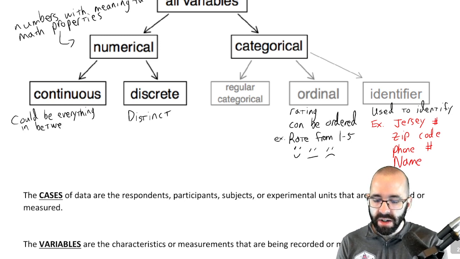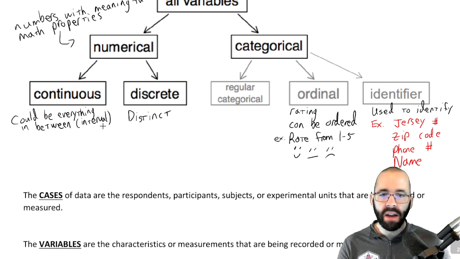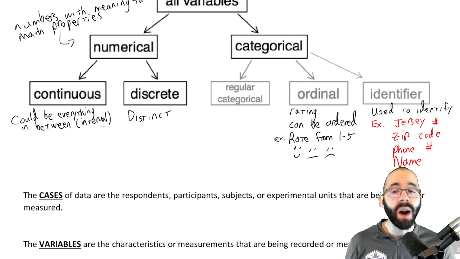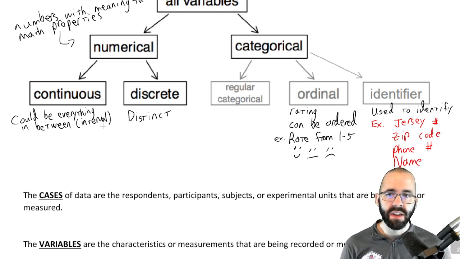You can think of continuous as an interval. 1, 2, and everything in between. 1.3, 1.73257. Okay, if all of those are possible, then it's continuous.